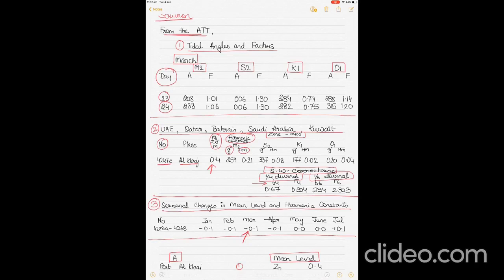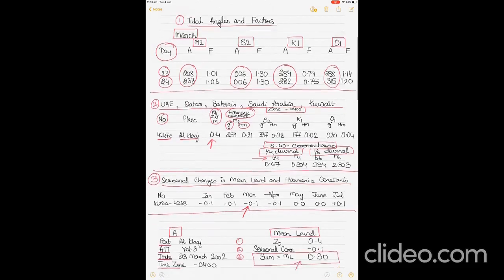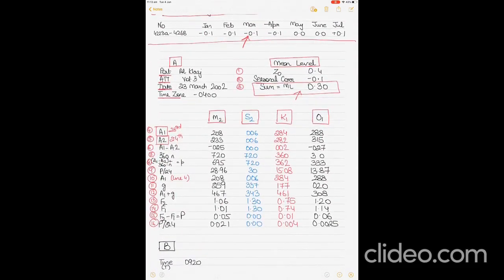So for each of A1 and A2, we'll get the values from here for the harmonic constants of M2 and S2. A1 is for 23rd of March and A2 is 24th of March, and we fill in these values in the tables here for lines 4 and 5. That's why I put the date there as 23rd and 24th. Simply take those values and put them here.